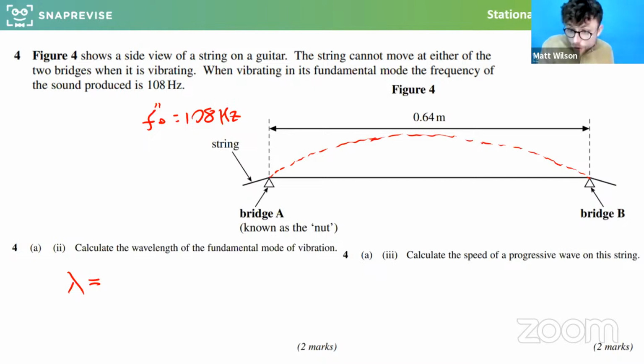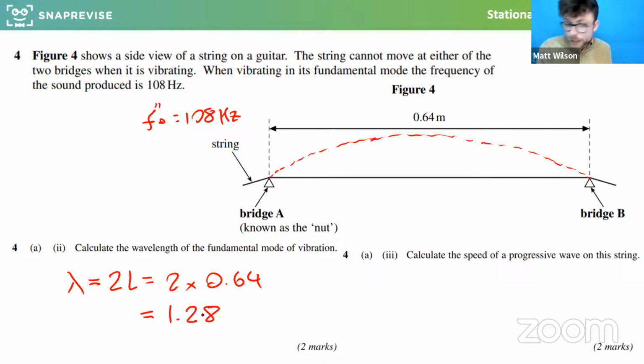Good. So the fundamental mode, the fundamental harmonic, always has a wavelength of twice the length of the string. So here the length of the string was 0.64. So it's 2 times 0.64. Perfect. So that's 1.28. Yeah, it's super easy to get the factors of 2 mixed up. Nice.